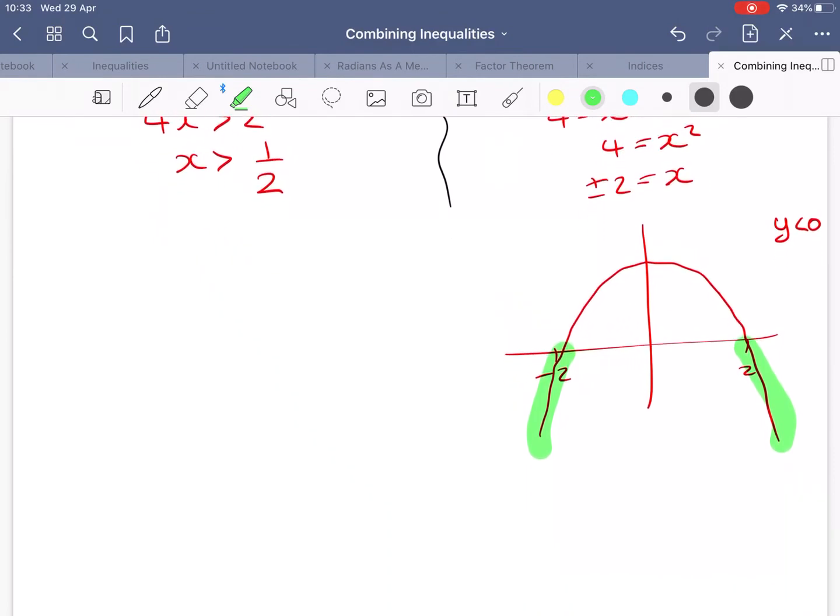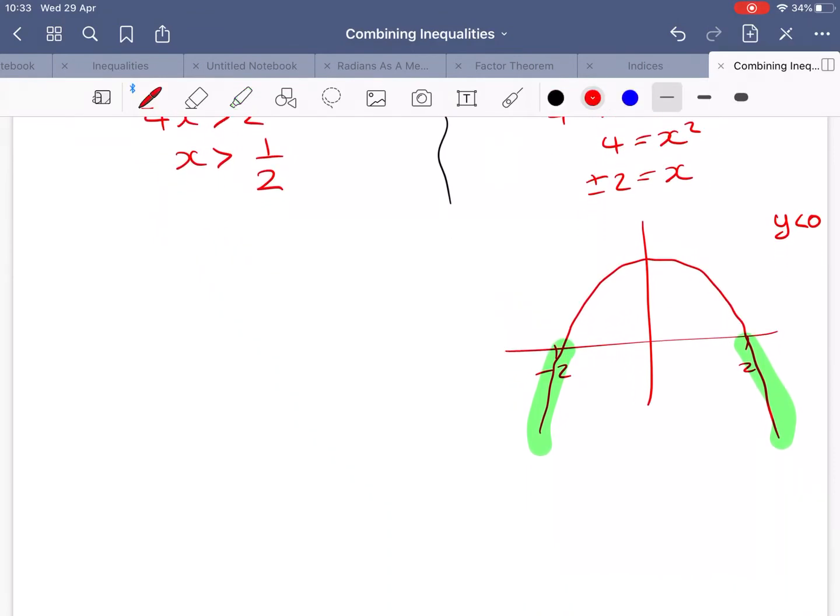So y is less than 0 when x is less than -2 or x is greater than 2. Remember, when it's two separate bits, you have to write them as two separate inequalities. So let's get our number line on the go to combine the two together.